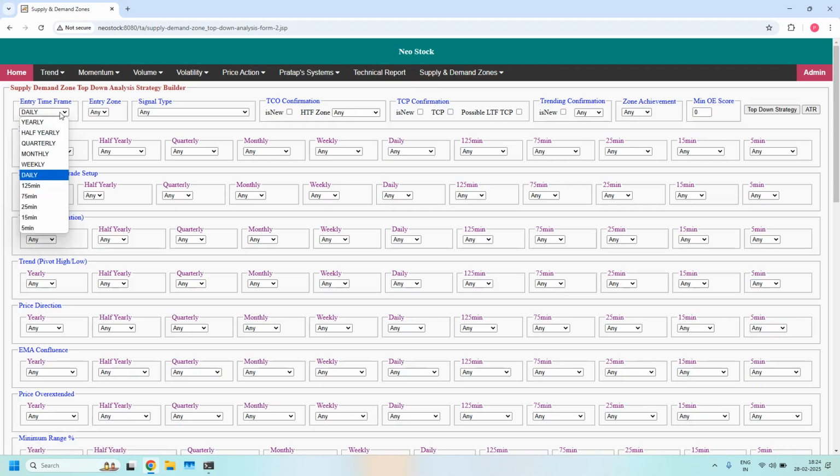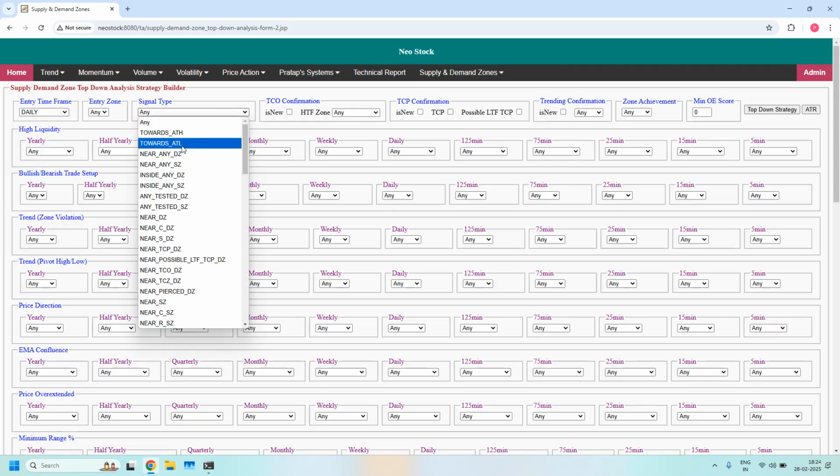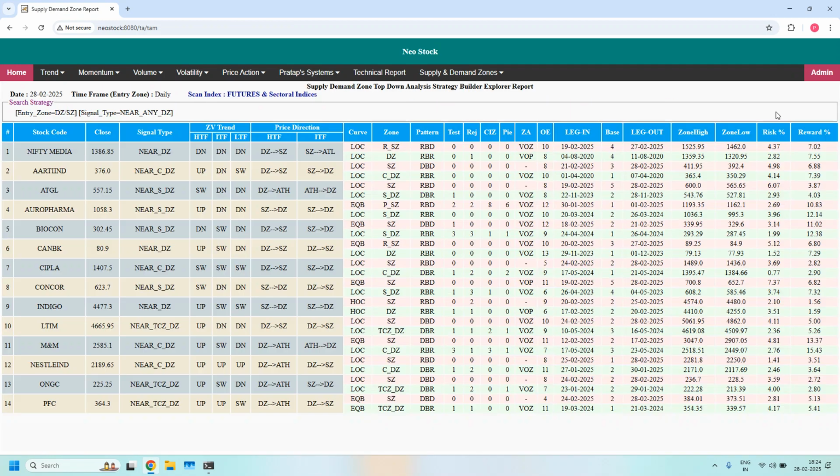Entry time frame daily. Let us find the stocks near daily demand zone. We got 14 stocks. Out of these 14, how many daily demand zones are having high liquidity zones? Let us verify.